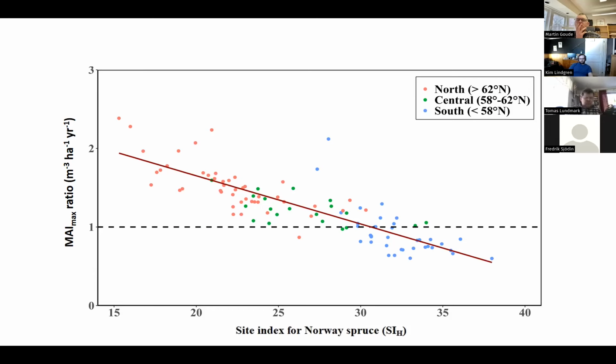So basically it means that all the dots above the ratio line are where Scots pine outperforms Norway spruce, and all the dots below the ratio line are where Norway spruce yielded a higher production compared to Scots pine. So the main conclusion from our result is that Scots pine is yielding higher growth up to 30 or even over 30 meters of site index estimated from top height.